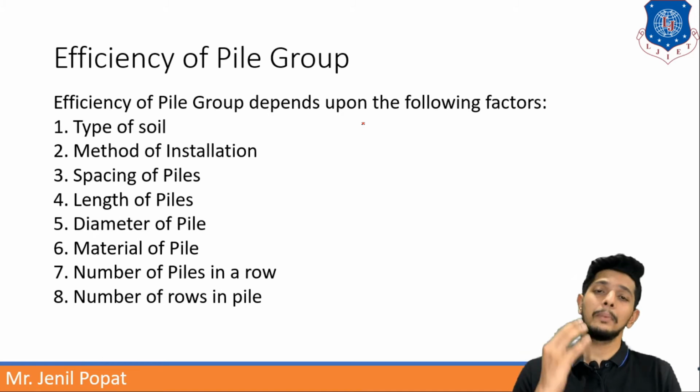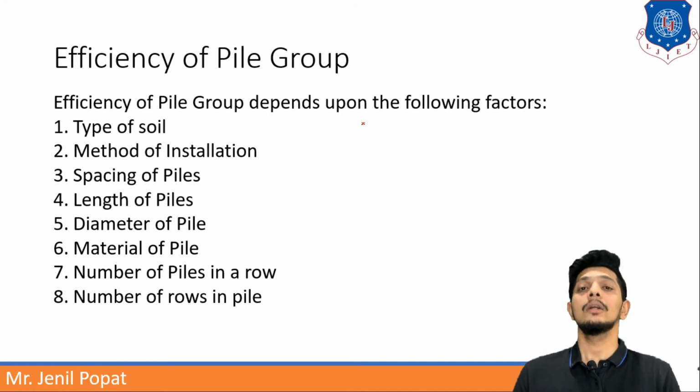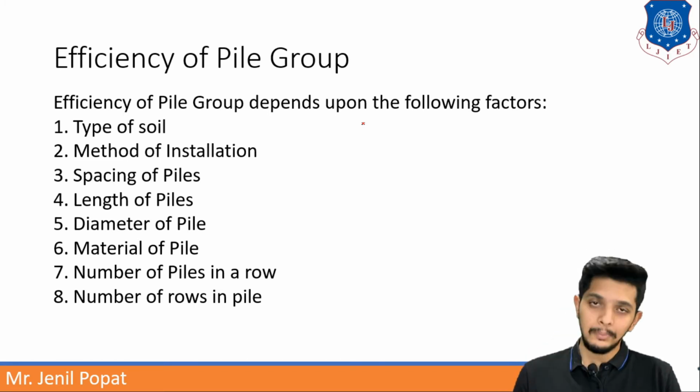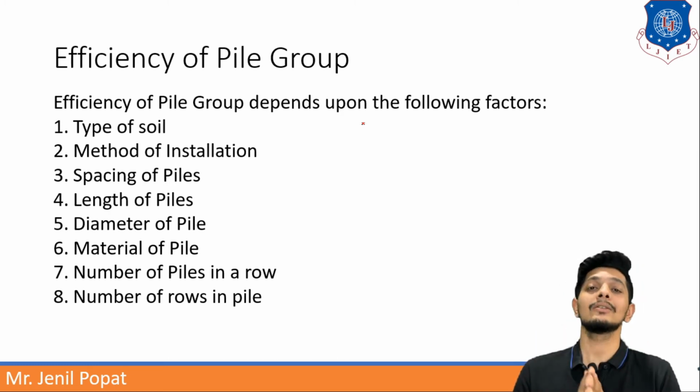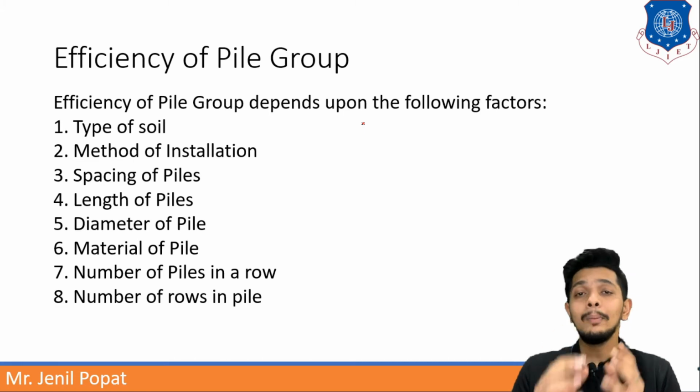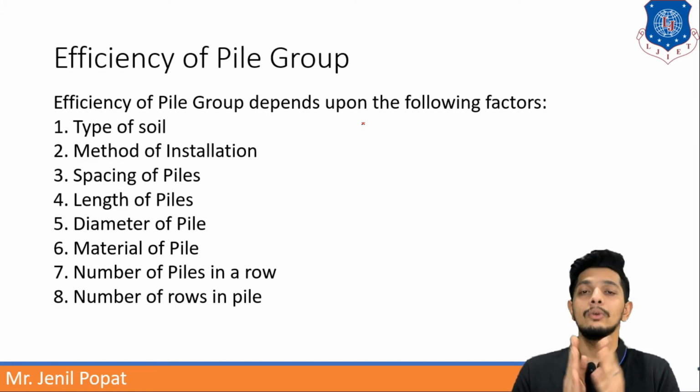And number of rows in a pile group. Sometimes you keep 16 piles in 4 rows, but if you want to keep 16 piles only and use 2 rows, it is possible. So the strength or efficiency also depends on how many rows of piles you are keeping. So these are the factors.